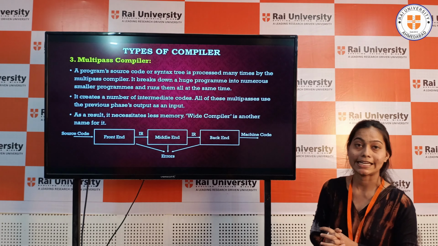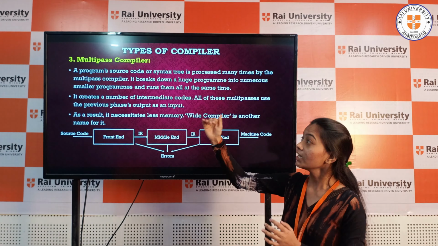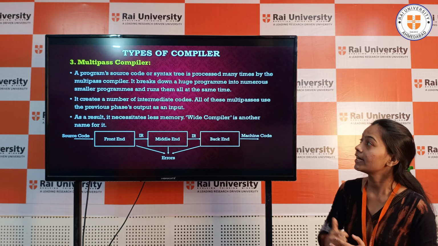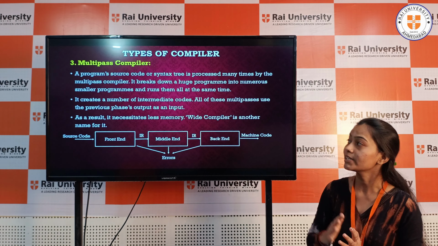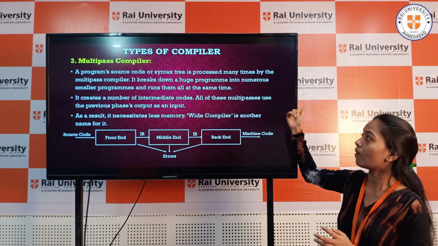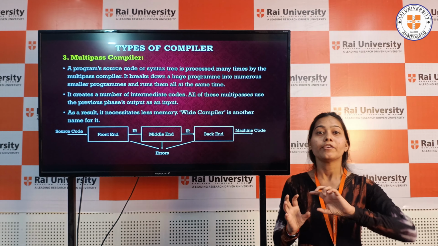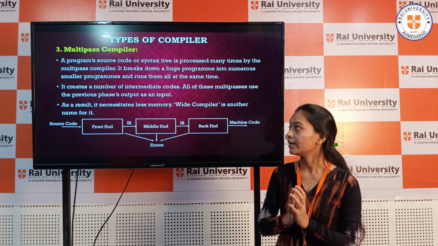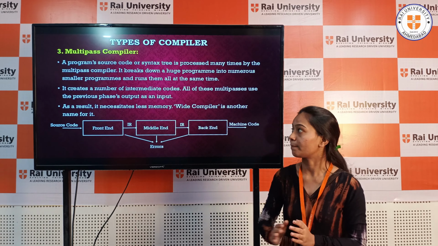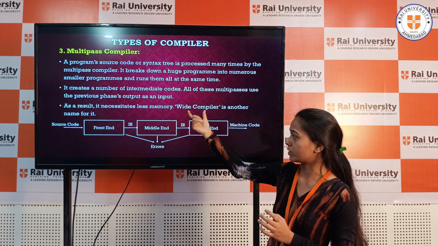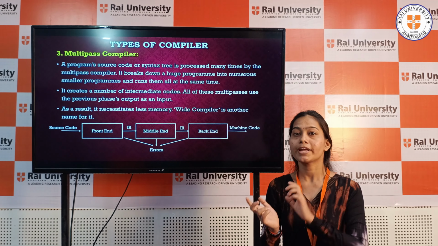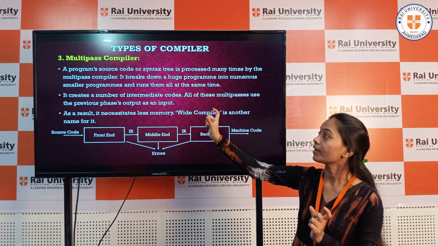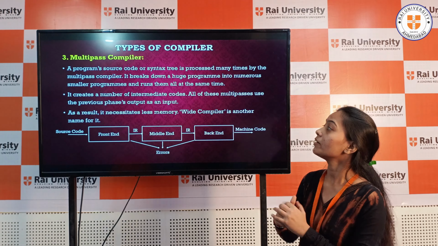Now the third and last one, the multi-pass compiler. A program's source code or syntax tree is processed many times by the multi-pass compiler. It breaks down a huge program into numerous smaller programs and runs them all. That means here we are not dealing with a single phase or two phases. Here we are dealing with multiple phases of the compiler during the translation of the program. So it creates a number of intermediate codes. In the two-pass compiler, we have seen only two phases, the first one is front end and the second one is back end. Now here we are going to create multiple intermediate representations.